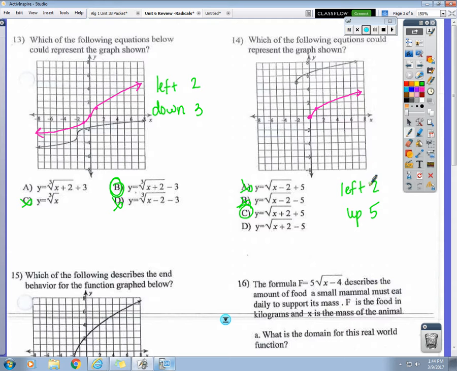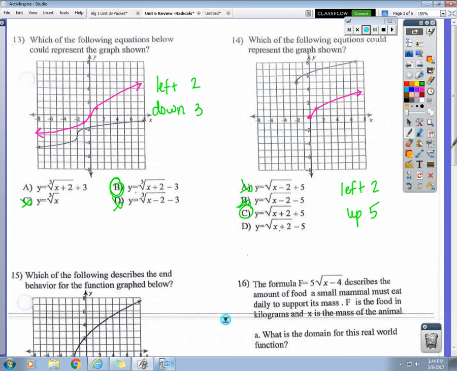Well, the inside number is always opposite of what you would think. Left is plus. And then up and down are what you would think. Up is plus. Okay? But remember, if you're not 100% sure, graph all 4, see which one looks like the picture. Nobody should miss a question like that.